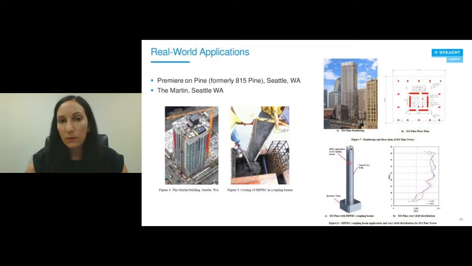The project was originally called 815 Pine in Seattle. Its name changed to Premier on Pine, as well as the Martin, both of these in Seattle, so an extremely high seismic region. If you notice on the bottom right here, the drift performance throughout the height of this building, which I think was around the 400-foot ballpark. So you see really great parity of the overall performance with regards to drift.